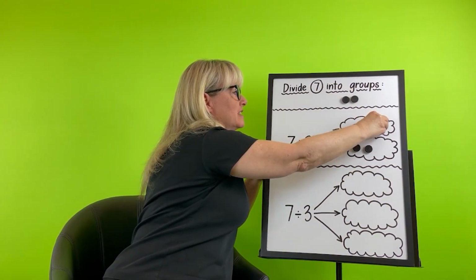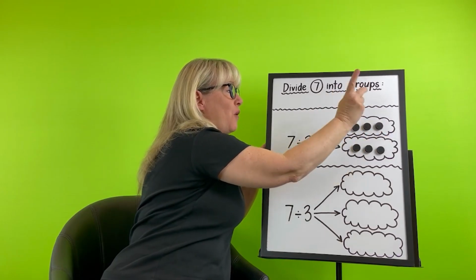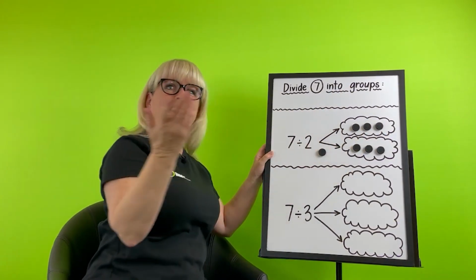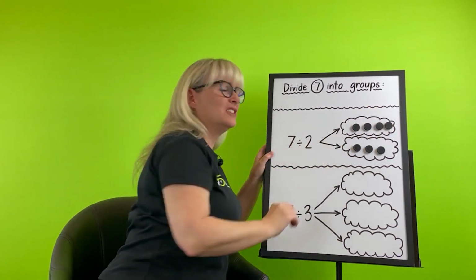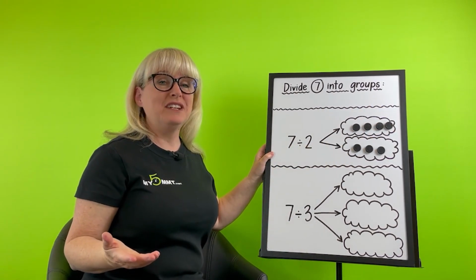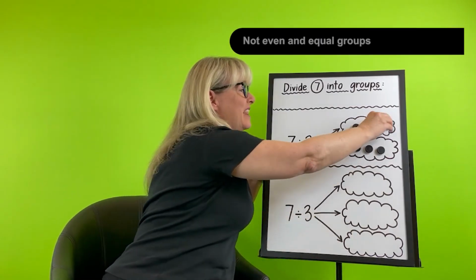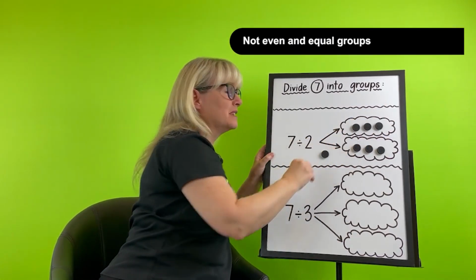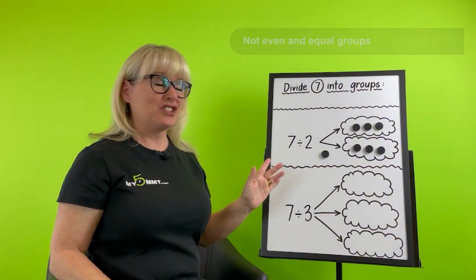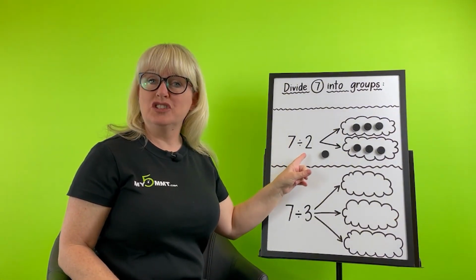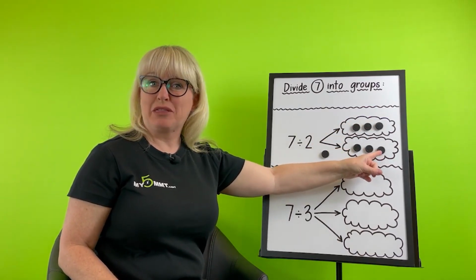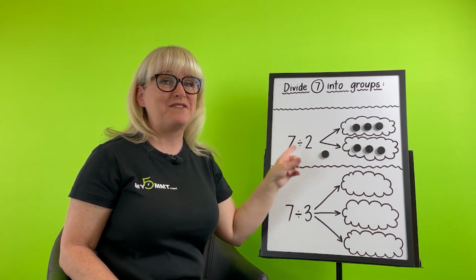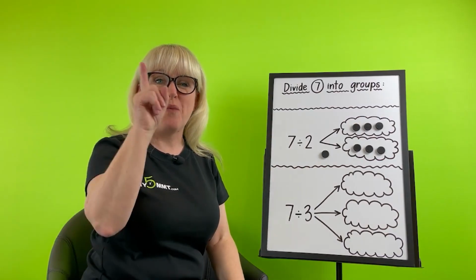And we share until all of the counters have almost gone, but there's 1 left over. Now I know that it's left over because if I added it to my top group, it would have a different number to the lower group, and that's not even and equal groups. So my answer for 7 divided into 2 groups is 3 in each group. You can see 3 in each group, but 1 left over, a remainder of 1.